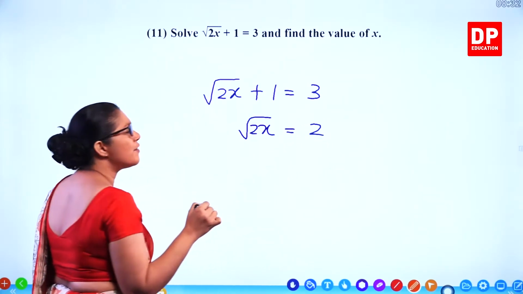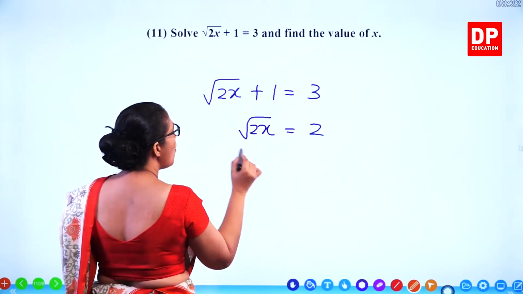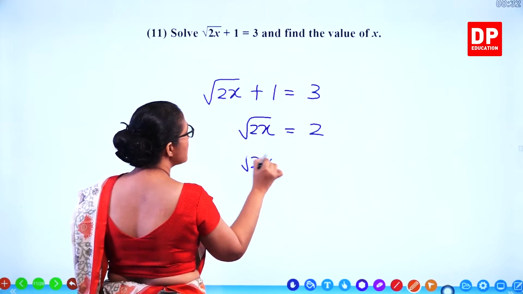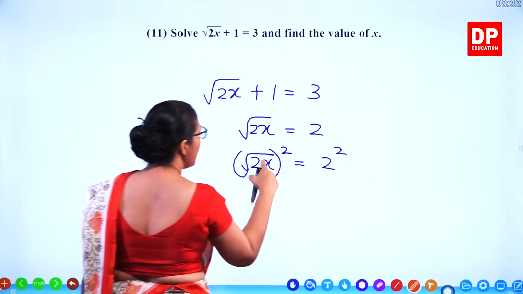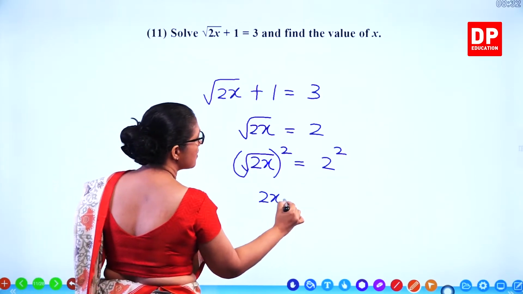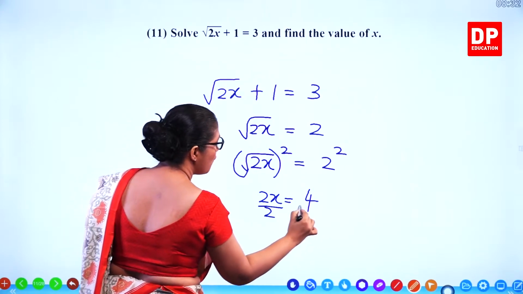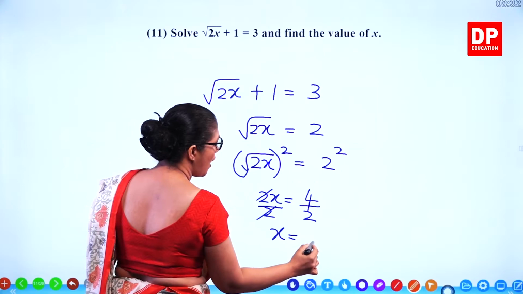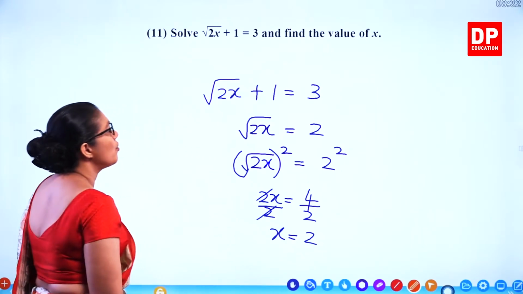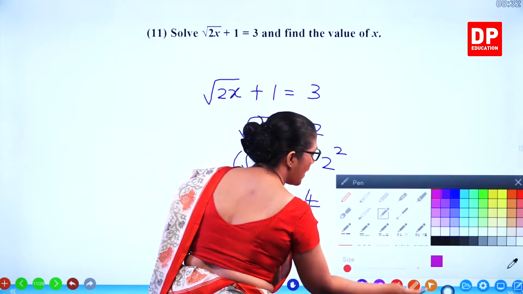Now you need to get rid of this square root sign. So you have to square both sides. What happens when you square both sides? Square root gets cancelled here. So you get 2x. So 2x is equal to 2 times 2, 4. When you divide by 2, what's x? 4 divided by 2, you get 2. So 2 marks for that.